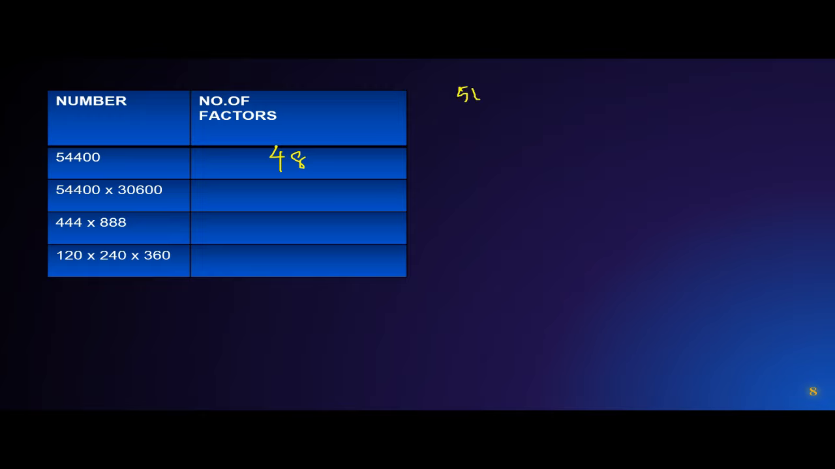54,400 into 30,600. So we are first going to prime factorize this number. So let us take 306. I'll take 2, so I'll get 153. And then again I can go with 3, so I'll get 51. And then 3 again and 17.